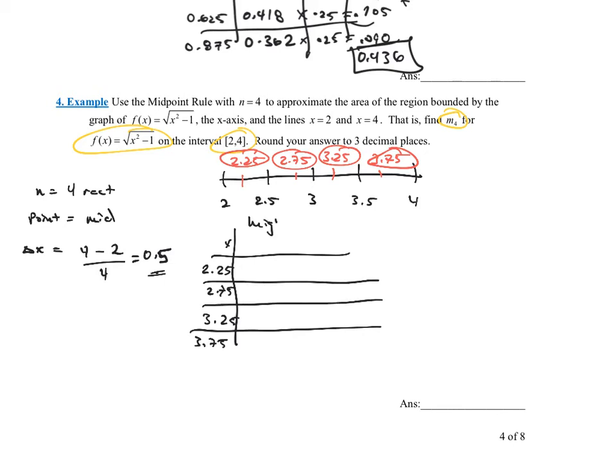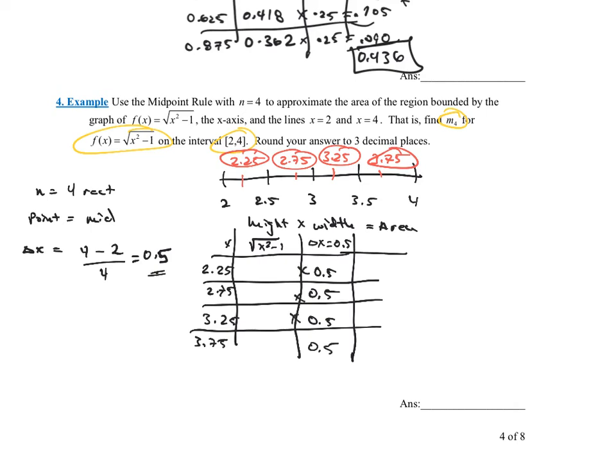I need to determine the height of each rectangle. I need to determine the width of each rectangle, which is going to give me the area when I multiply them. Okay. So the height, I need to plug it into the function, which is x squared minus 1. The width is always delta x, which in this case is 0.5. So I'll fill that in now. And again, I multiply the height times the width, and that gives me my area for each one of those rectangles. I'm going to use the table feature in my calculator. It wants us to round to 3 decimal places, so I'm going to round each one of these answers.